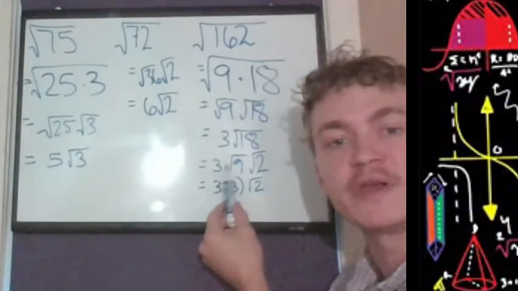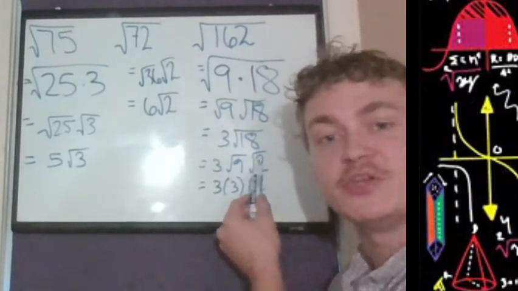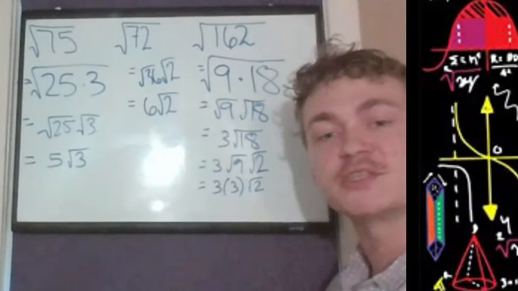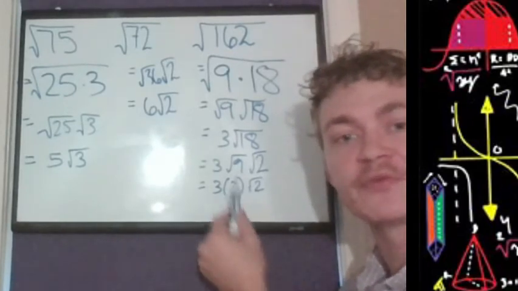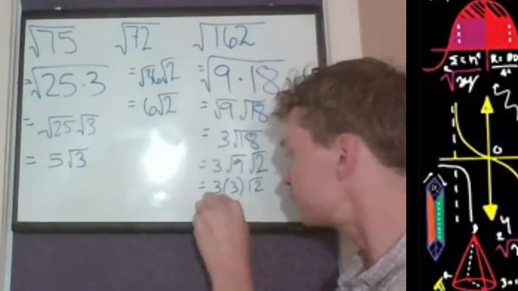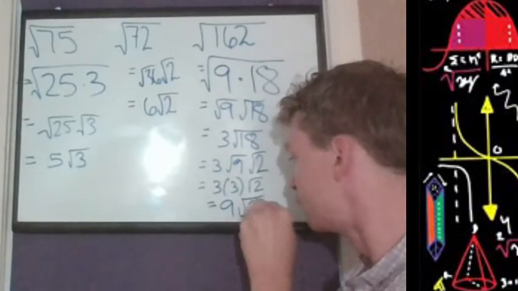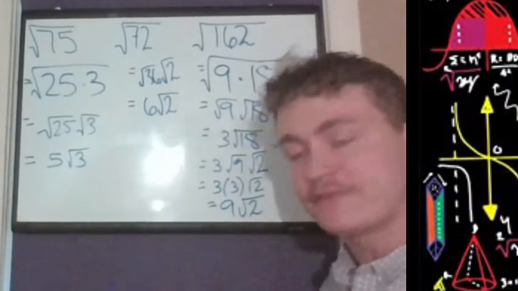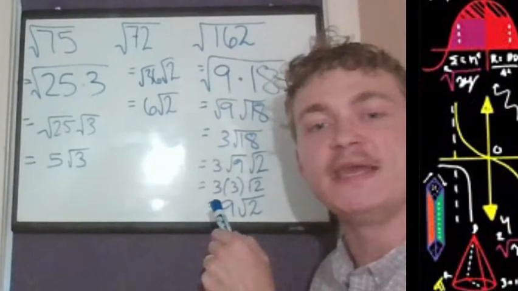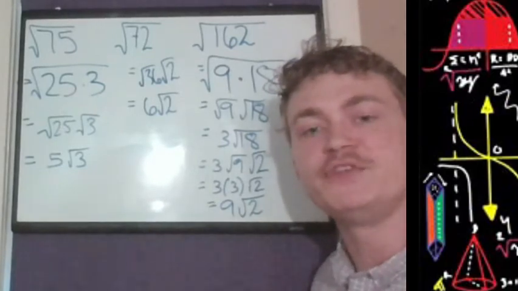So what do we have here? 3 multiply the square root of 9 multiply the square root of 2 is actually 3 multiply 3 multiply the square root of 2, where we simplify 3 times 3, which is 9. So after simplifying, after using our product rule twice, we see here that we get 9 square roots of 2.